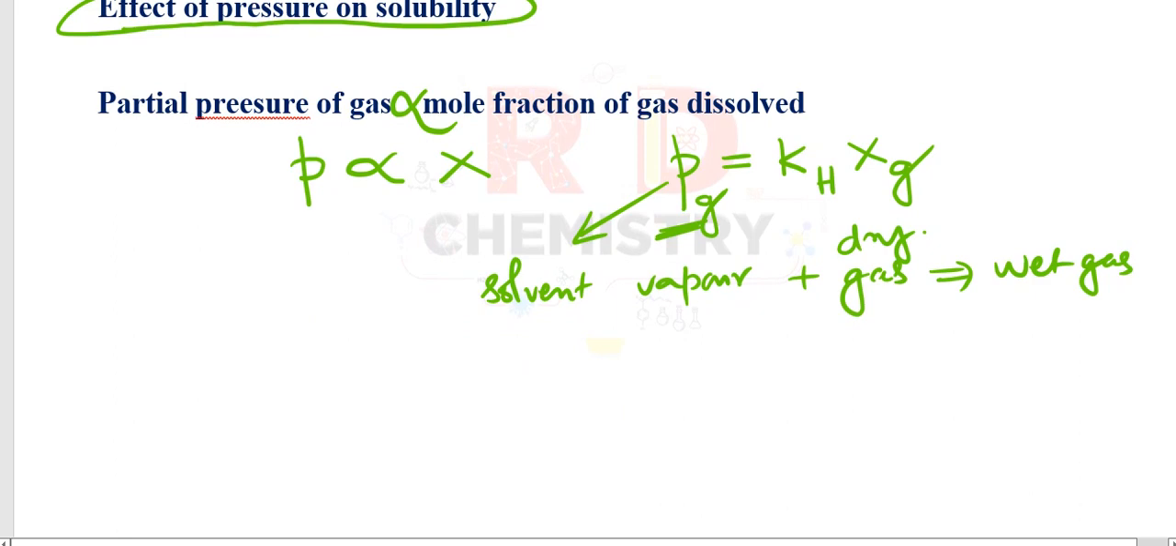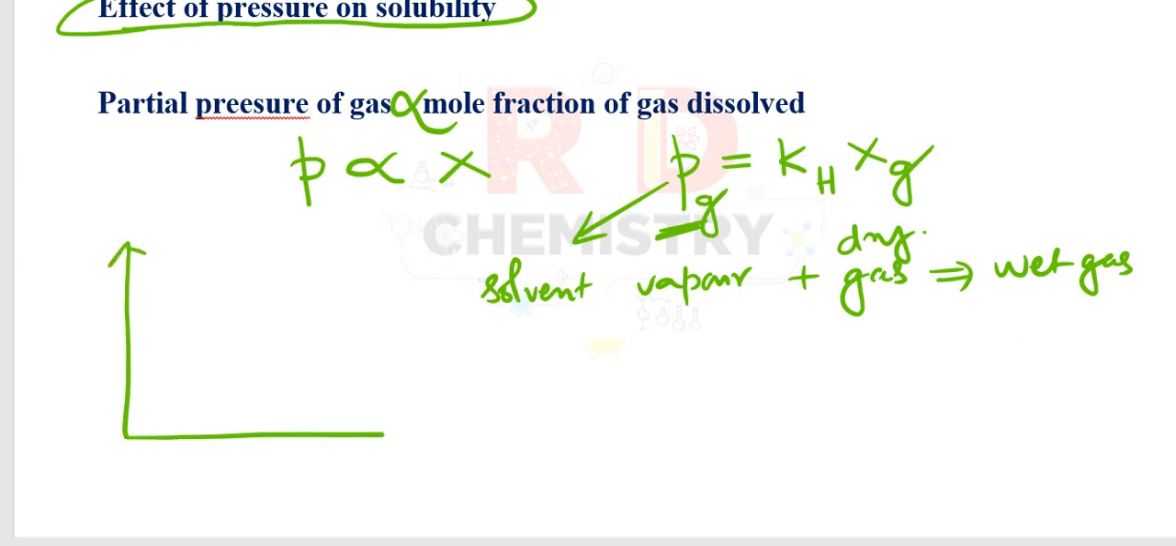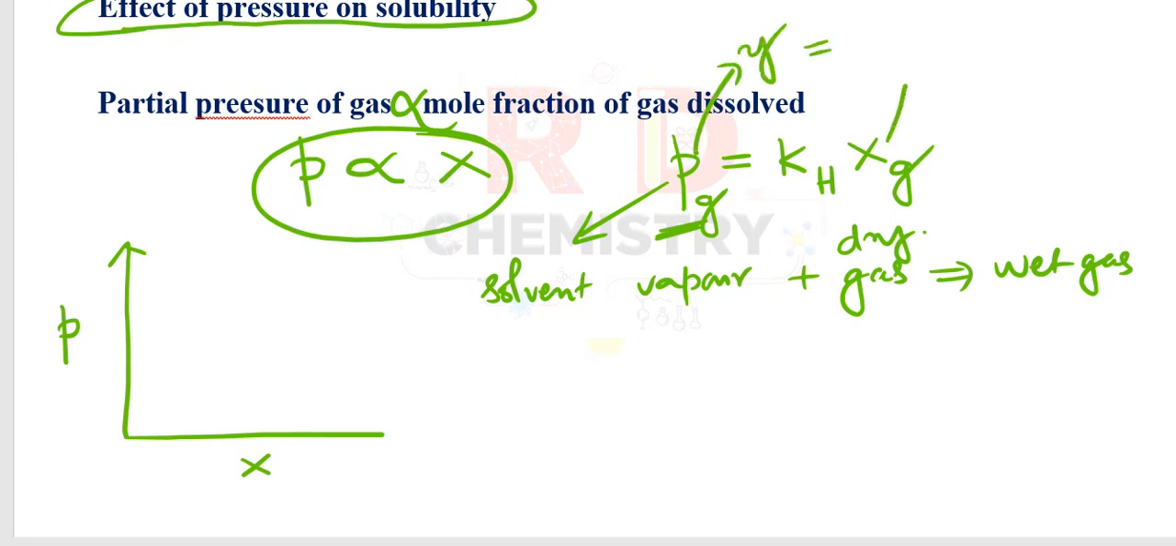So, if I plot the graph, Kh is a constant anyways. Suppose I want to plot along the y-axis the pressure, maybe in terms of torr or in terms of atmosphere. Here, let x be the mole fraction of the gas. And you know that they are directly proportional to each other. It is like this: pressure on the y-axis and mole fraction on the x-axis. y is equal to mx.